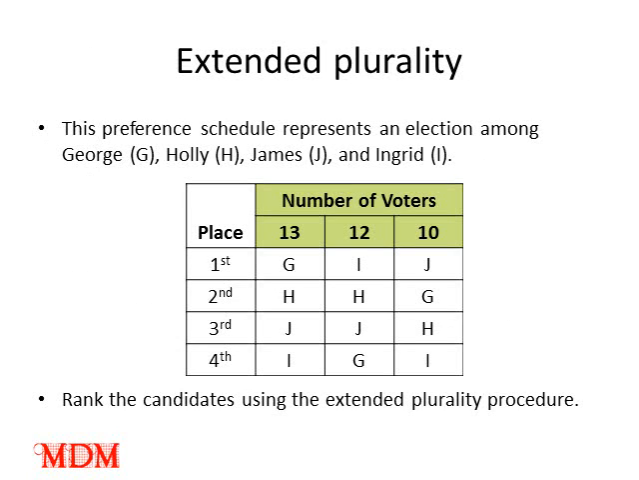Let's first look at extended plurality. Under the plurality method, only first place votes count. We're given a preference schedule which represents an election among George, Holly, James, and Ingrid. And we're asked to rank the candidates using the extended plurality procedure. Because we're only looking at first place votes, we can rank our candidates in order based on the number of first place votes they received.